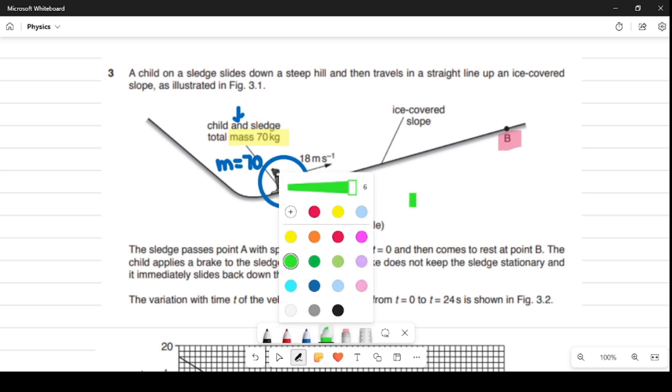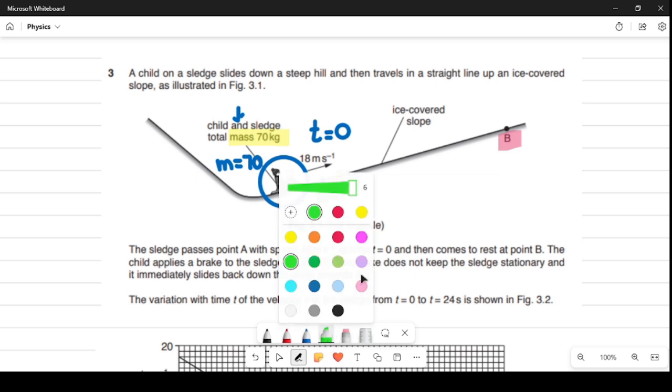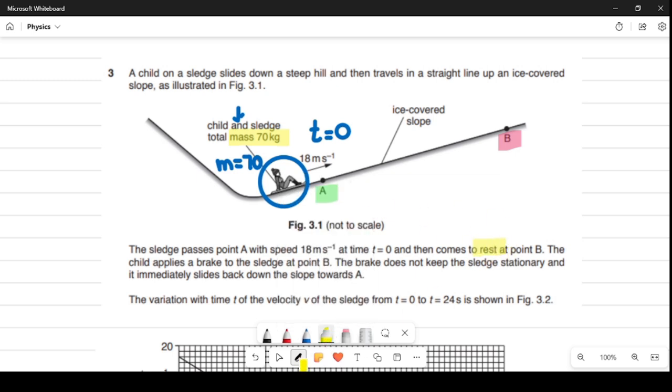What do we do? All right. Okay. So this is A and this is B. So he's passing point A with a speed of 18. Okay, so at point A, you have a speed of 18 at time t equals 0. Very important. So at A, your time is 0. Okay. Then he comes to rest. Then he will be coming to rest at point B.